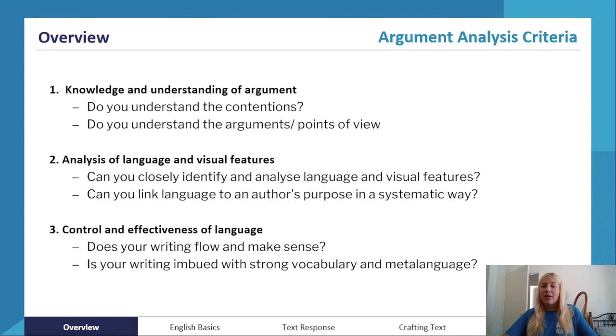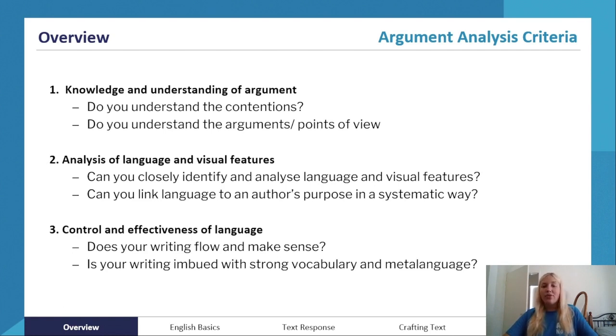Do you understand the arguments and points of view? What are your topic sentences? What are your sub arguments? Are they accurate? Analysis of language and visual features. So your ability to analyze and find and name using metalanguage persuasive language techniques throughout your body paragraphs, and incorporate visual analysis, because visuals must always be analyzed.